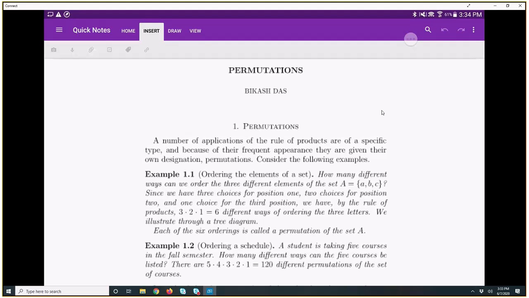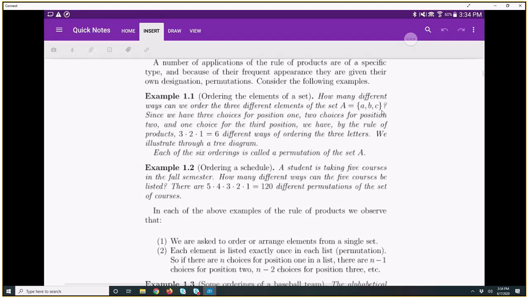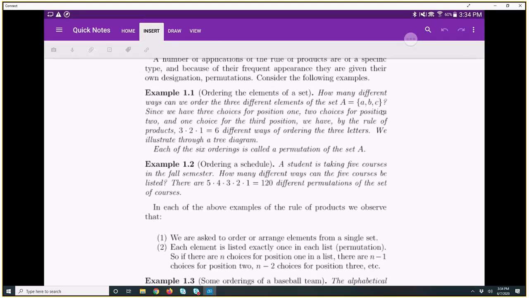Our next lesson in the module on counting, or combinatorics, will be a lesson on permutations. A number of the applications of the rule of products that we learned in the last lecture are of a specific type, and because of their frequent appearance, they're given their own designation. These are called permutations. We already saw a couple examples of this, we just didn't call them permutations. So let's see a couple more examples.